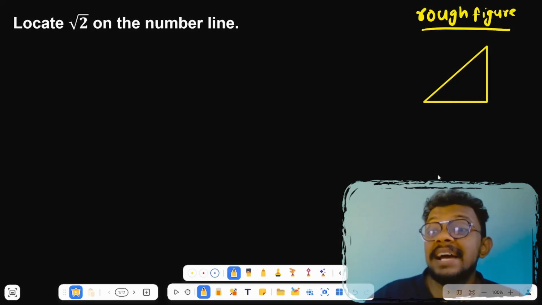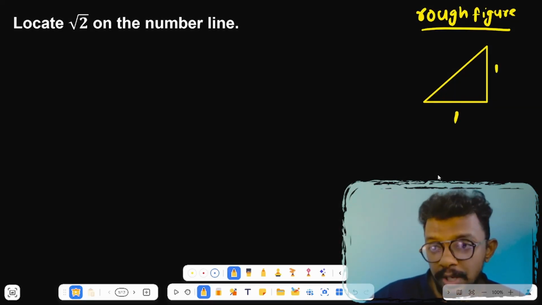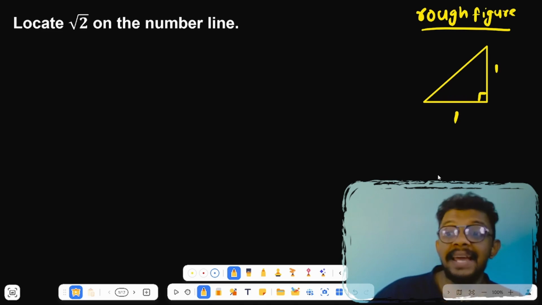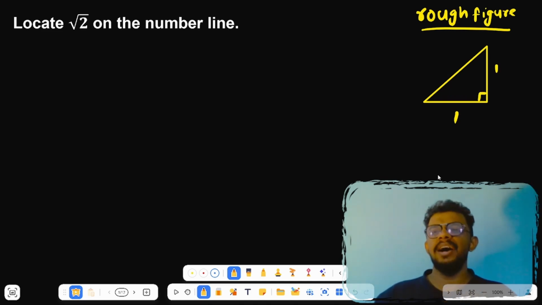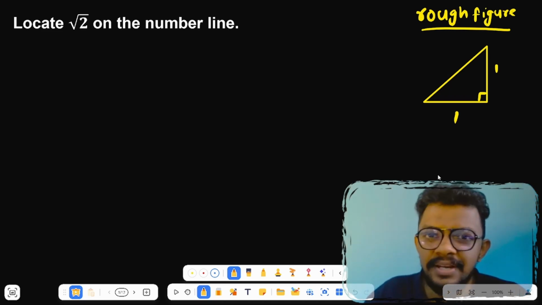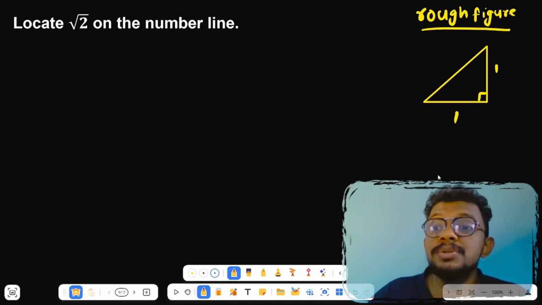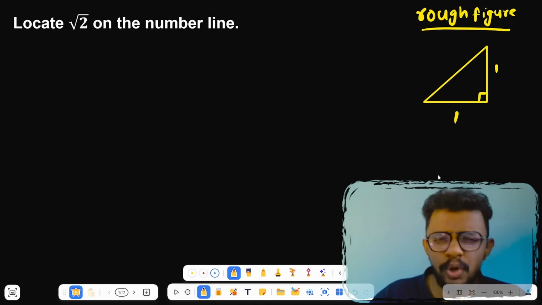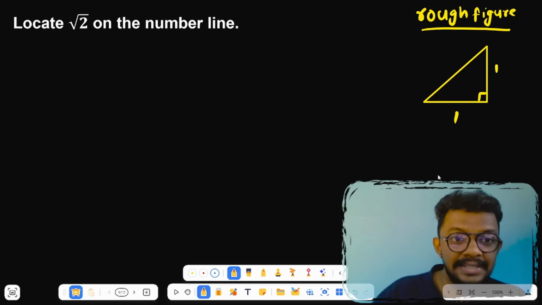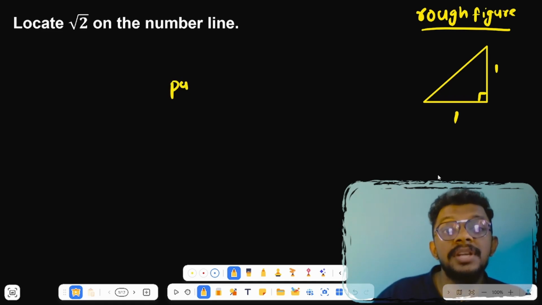Suppose I have a right angled triangle with base 1 unit and height 1 unit. Okay, this is a right angled triangle, a 90-degree triangle. A triangle with one angle 90 degrees is called a right angled triangle. The side opposite to the 90 degree angle is called the hypotenuse. Usually the bottom one we call the base. This side I call the altitude. We know all that. Do you remember what the Pythagoras theorem is?